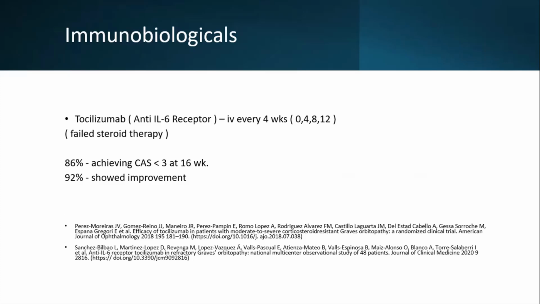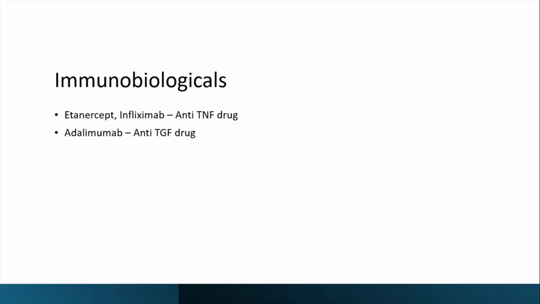The other immunobiological is tocilizumab. When steroid therapy has failed, this can be used. Studies have shown that 86% of them achieved a clinical activity score less than 3 at 16 weeks, and 92% showed improvement. After this are the other immunobiologicals: etanercept and infliximab, which act against tumor necrosis factor, and adalimumab, which acts on TGF beta.